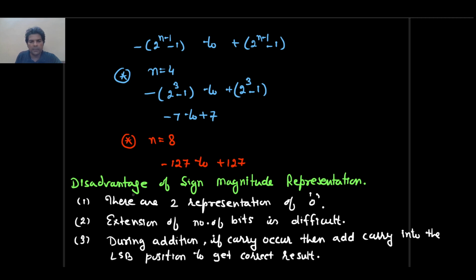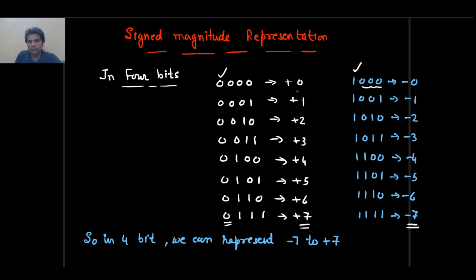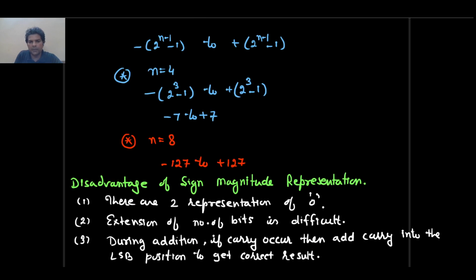So first disadvantage is, as we have seen in the previous slide, there are two representations of 0. One representation is this one, another representation is this one. All 0, and MSB is 1 and remaining bits are 0. Clear? So the first point is clear. Now the second point is extension of number of bits is difficult. So what does it mean?